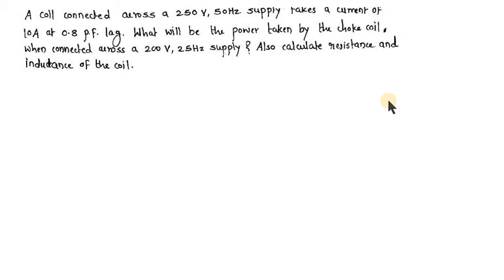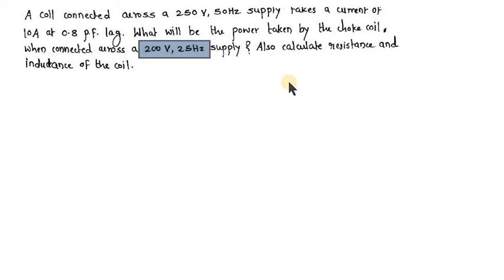Now the person who performed this experiment wants us to find what will be the power taken when the same coil is connected across a different source. The source is different in value of voltage as well as frequency. Look at this carefully. The second time when the same coil is connected across the supply, the voltage is 200 volt and the frequency is 25 Hz. Earlier it was 50 Hz and the voltage was 250 volt.